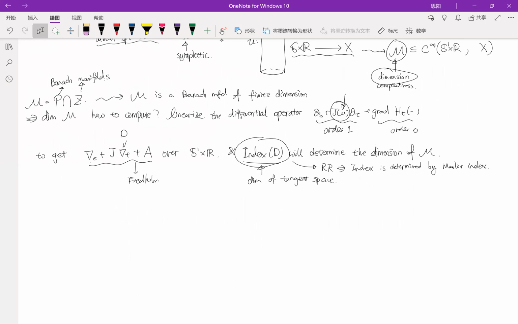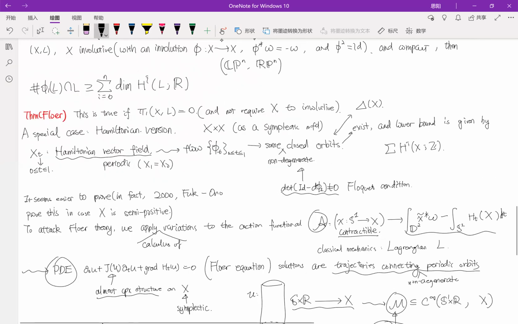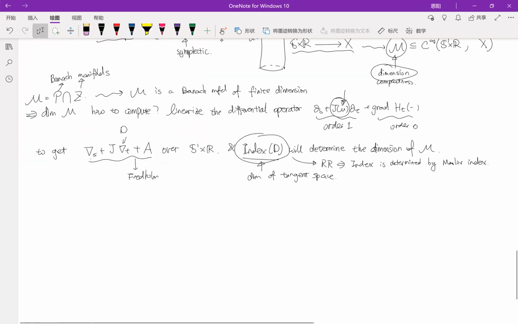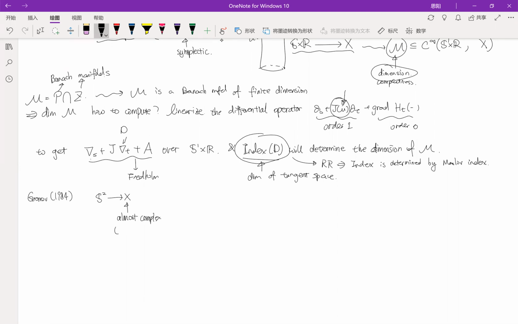But we have a more elementary motivation without referring to Floer theory. When we consider purely pseudo-holomorphic curves, like in Gromov's case, 1984, we have a moduli space of pseudo-holomorphic curves, and we want to determine its dimension. That is a set of maps S2 to X, where X is an almost complex or symplectic manifold. And we want the dimension 0 case so that we can count curves. When we count curves, this will appear to be a topological invariant.